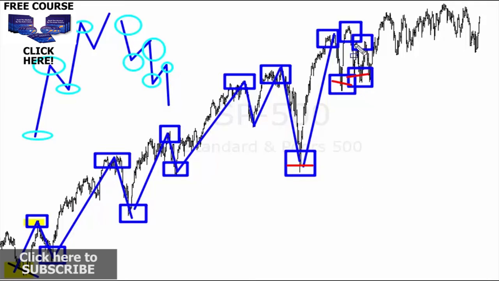Okay, it did make a lower peak and then ran up, made a higher peak, a higher trough, and as you can see, ran up, continued to make these higher troughs, higher peak, higher trough, lower peak. Then it ran down, made a lower trough, where we are right now.